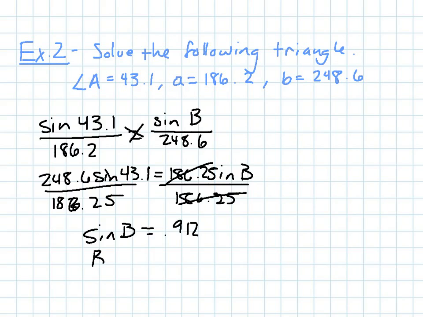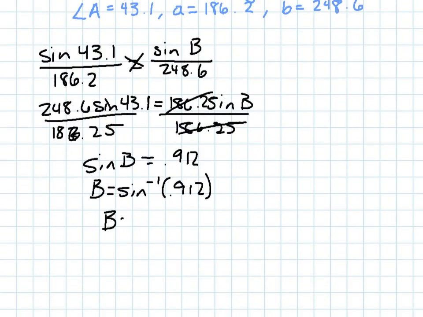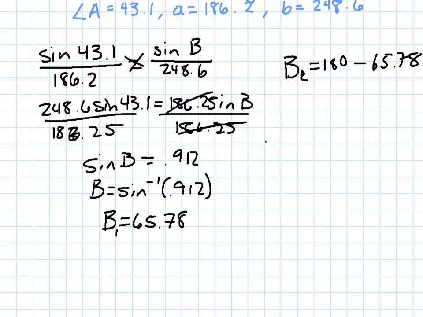That gives me a value of 0.912. Then I do my inverse sine to find the angle measurement, and that gives me the angle measurement of 65.78. Okay? So here, remember to check. So let's say that's B1. So let's say B2 is 180 minus 65.78. That gives me 114.22 degrees. So let's check.